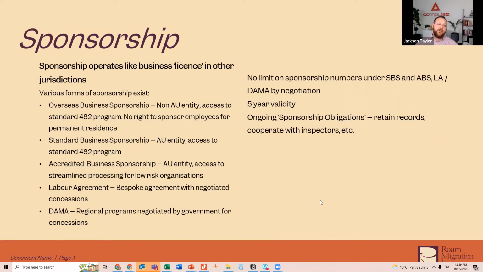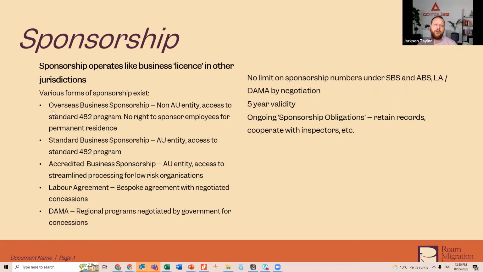So the first stage is a sponsorship. Sponsorship enables the organization to bring people in from overseas. It's like a statutory contract between your organization and the Department of Home Affairs. It's an acceptance from the Department of Home Affairs that you meet the standards, you're low risk, you're a good corporate citizen. And for the business, it's an expression to the government that you want to or need to access people from overseas. And there are several different varieties of these.